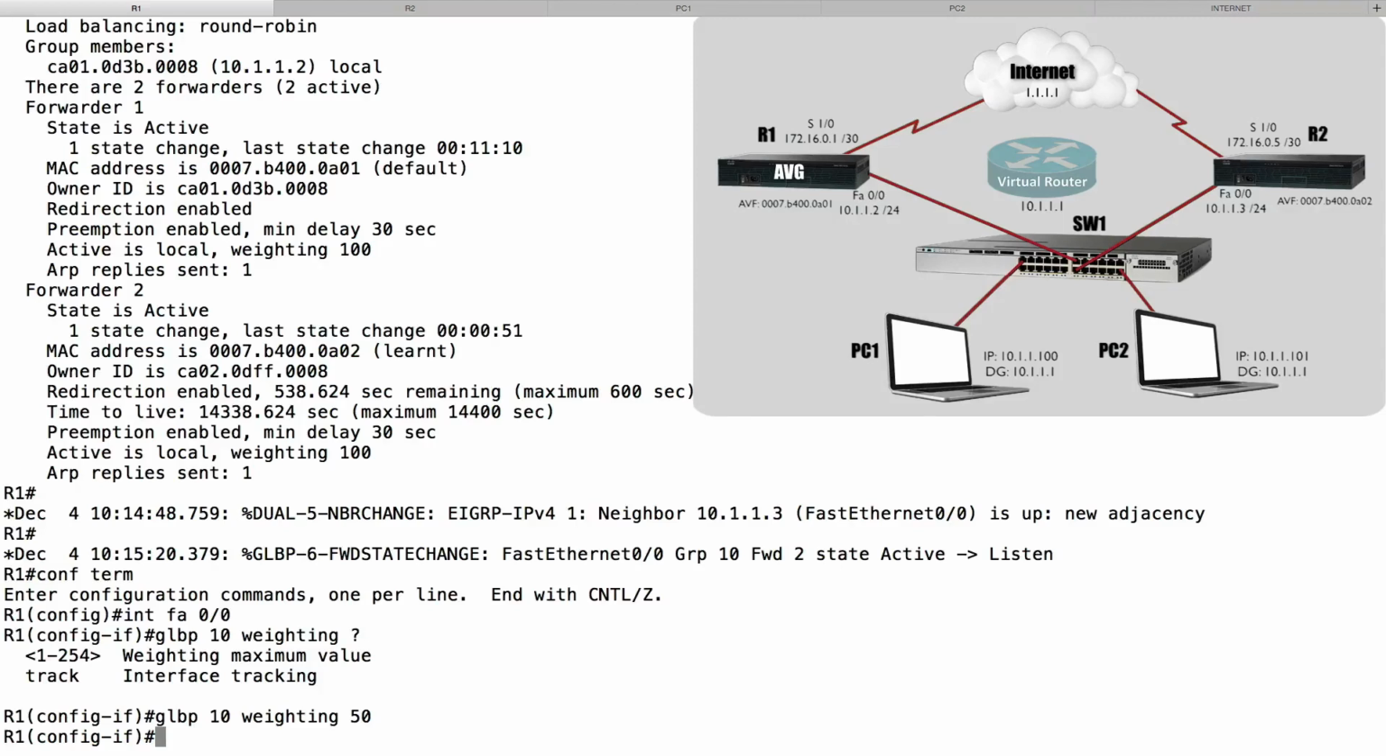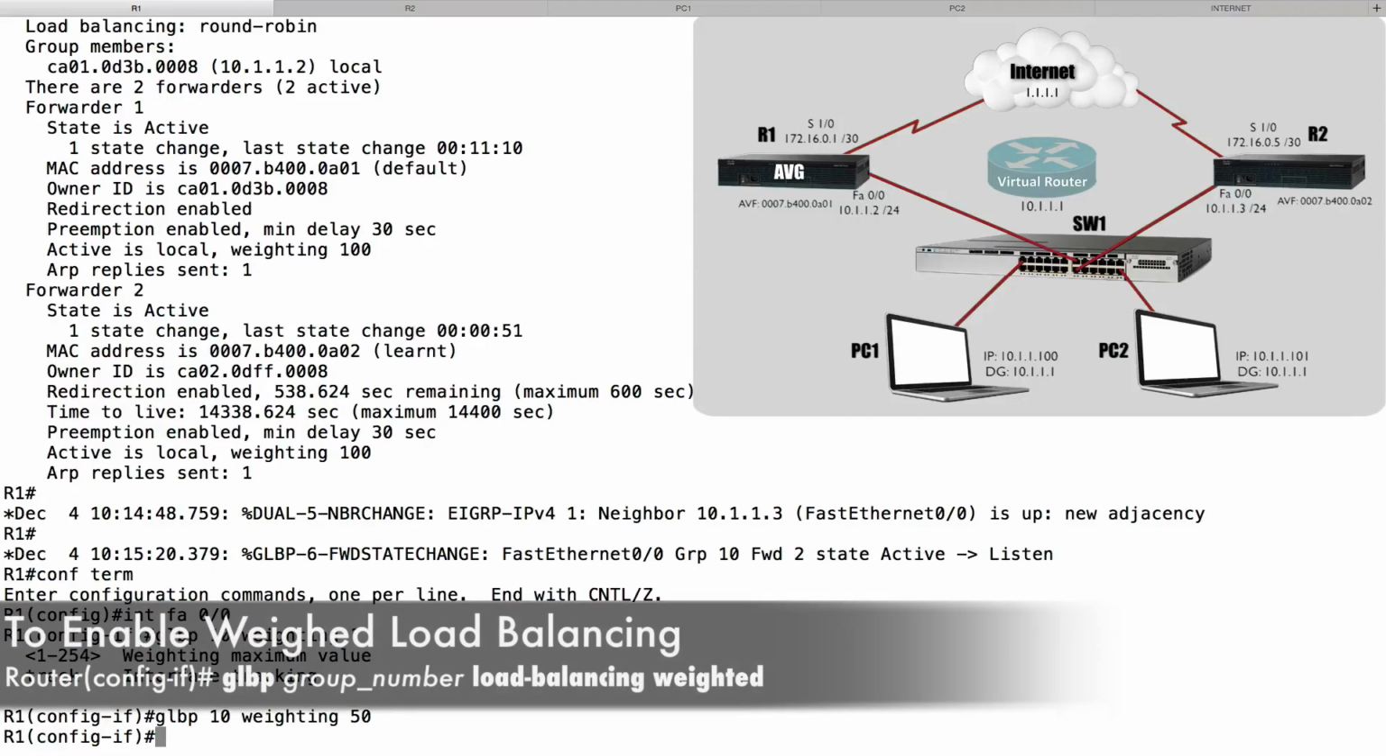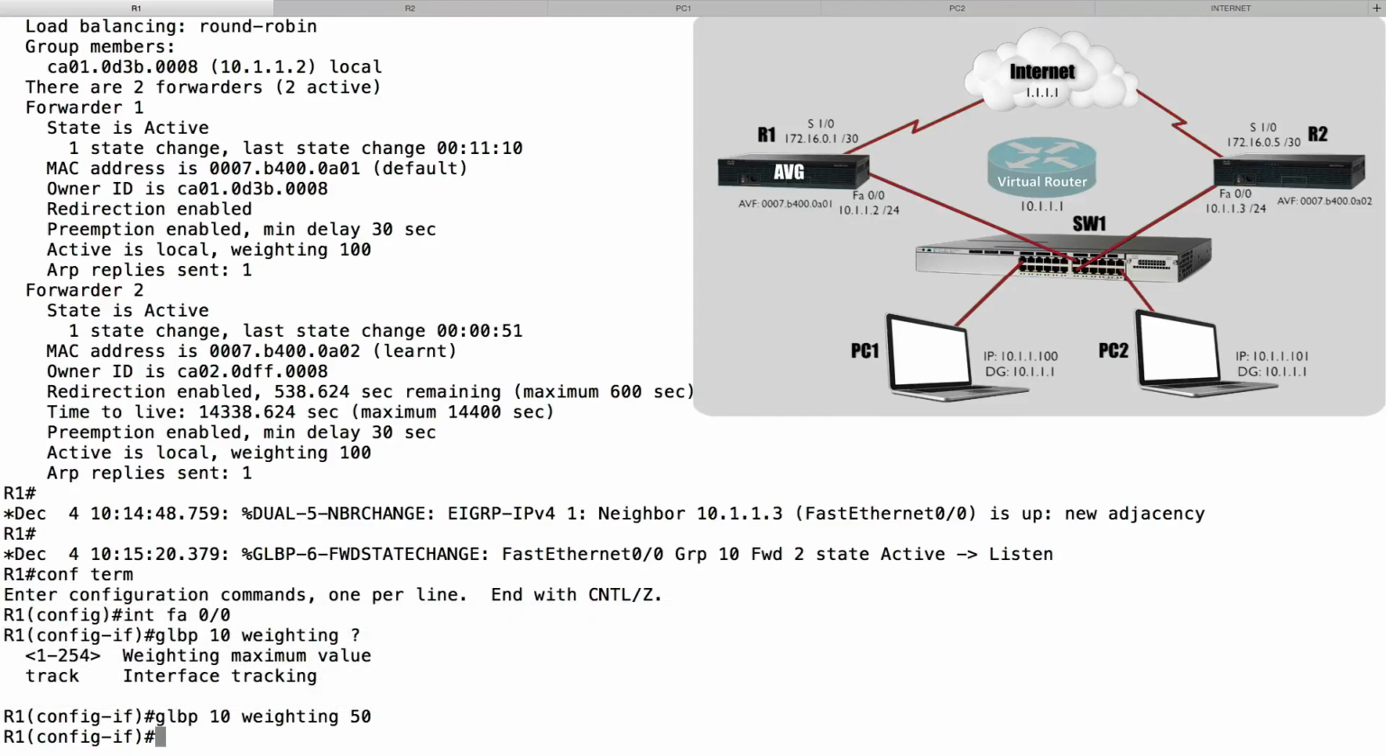And if we enabled the weighted load balancing algorithm, which I'm not going to do in this example, we're going to continue to use round robin. But if I wanted to do that, we could use the command glbp, give the group number, and then say load-balancing weighted. And if we did, we would be saying that we want router R2's virtual MAC address handed out twice as often as router R1's virtual MAC address, because 100 is 2 times 50.